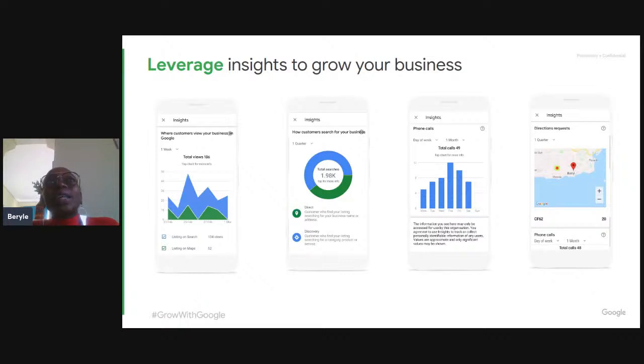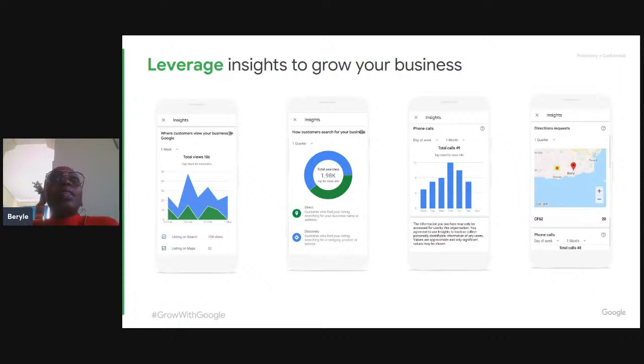And your listing can only appear on the branded search if you have previously appeared on a branded search. You understand? I don't know if you've understood that. All right. Then there's the total search. So the total search is the accumulative of direct, discovery, and branded. All right. You get to find out about all these insights when you have the business profile.